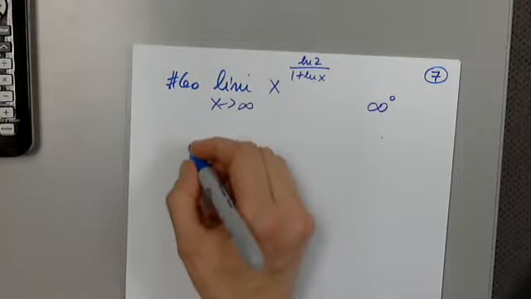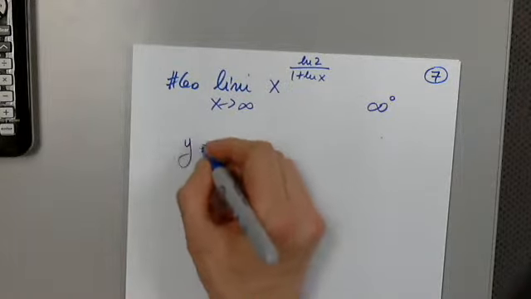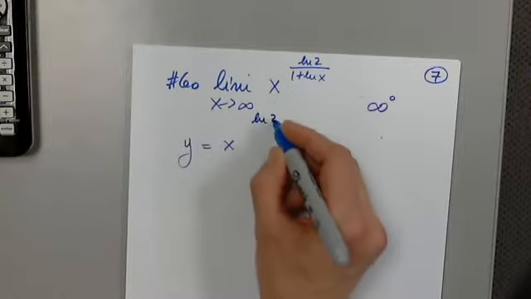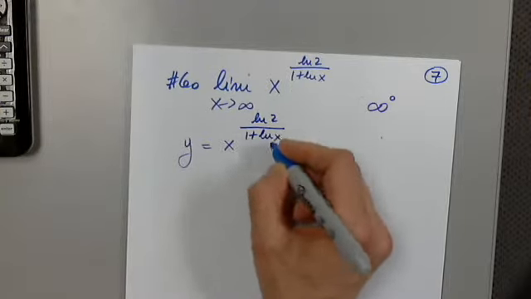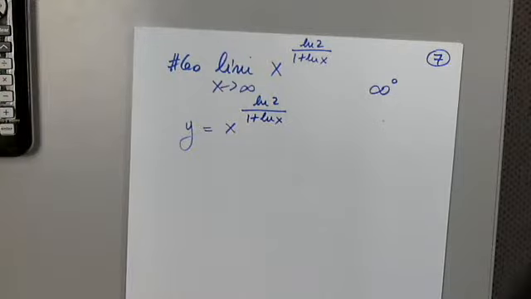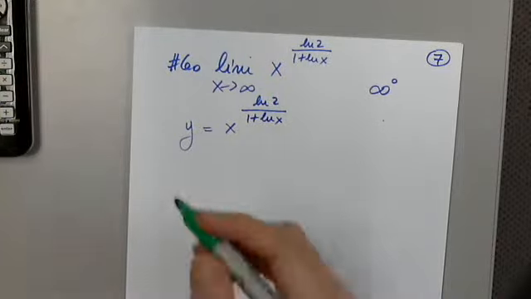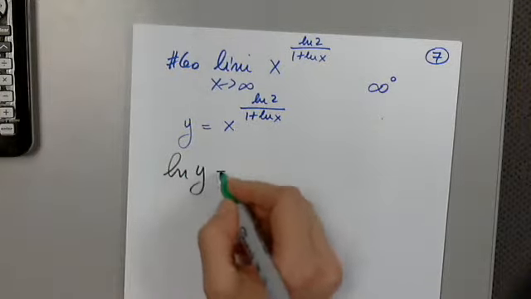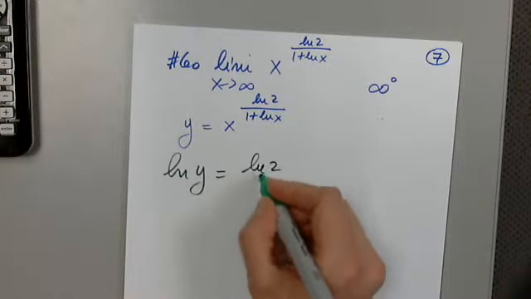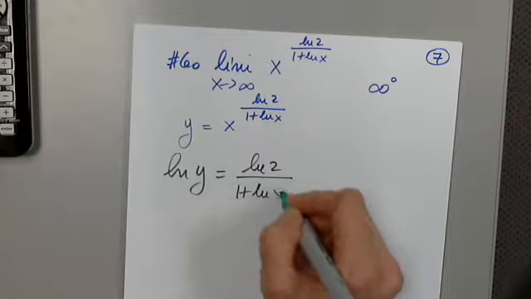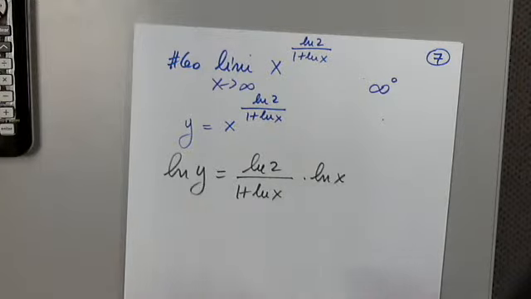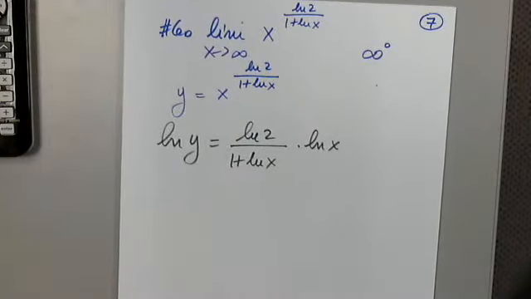I'm going to denote this by y, x raised to natural log 2 over 1 plus natural log x. My next step must be, yes, natural log y on the left equals natural log 2 over 1 plus natural log x times natural log x on the right.